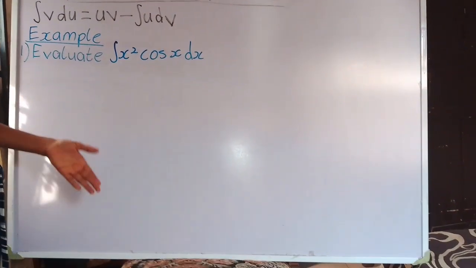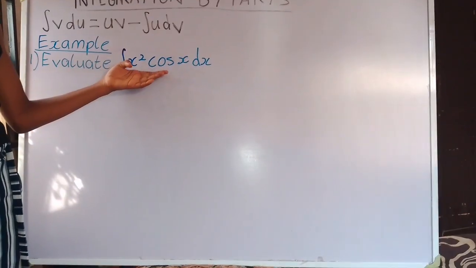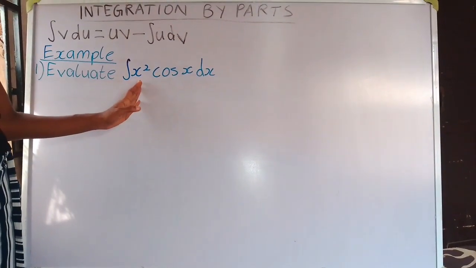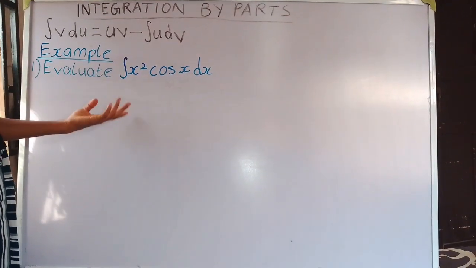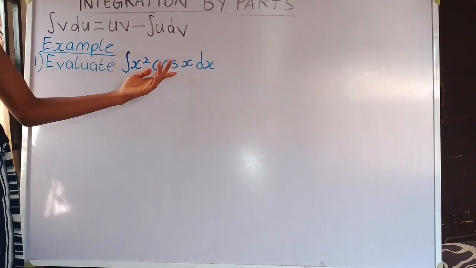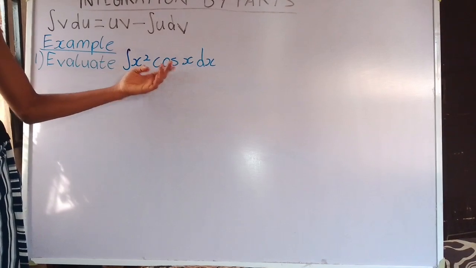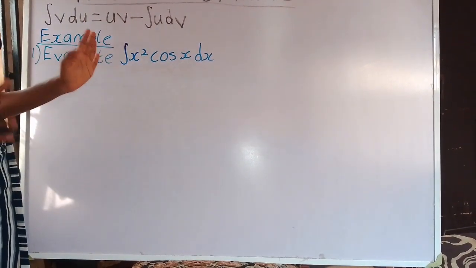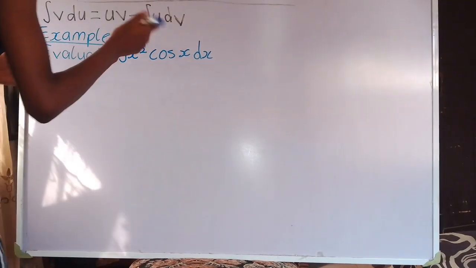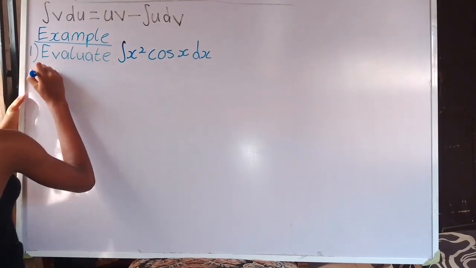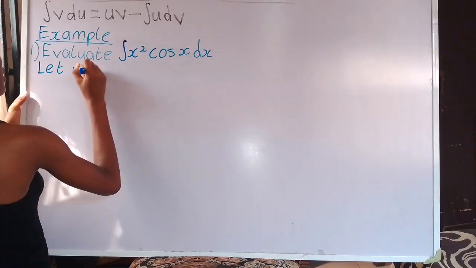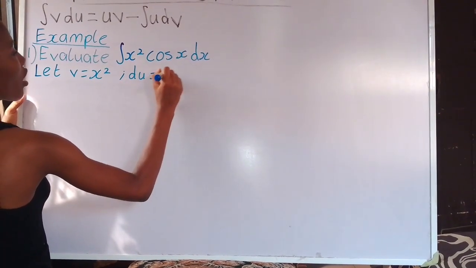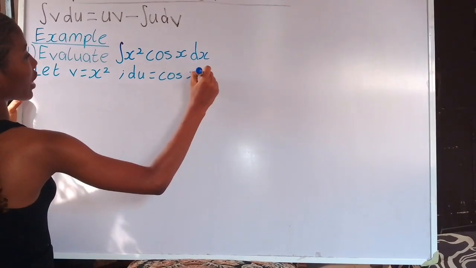Alright, let's take one final example by evaluating this integral. Now in this integral, we can name any of them v and any of them du. The reason is because both of them, both x squared and cos x, can easily be differentiated, and also they can both easily be integrated. So we can name any v and any du. Let's go. So here we'll say let v be x squared and du be cos x dx.